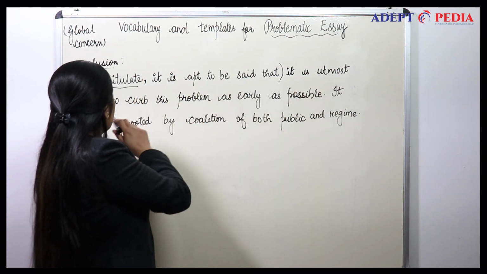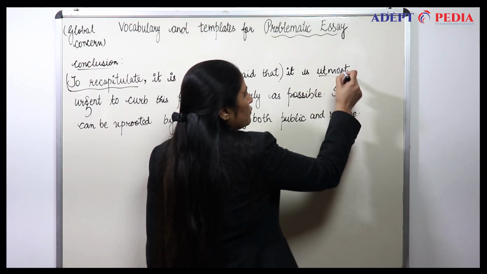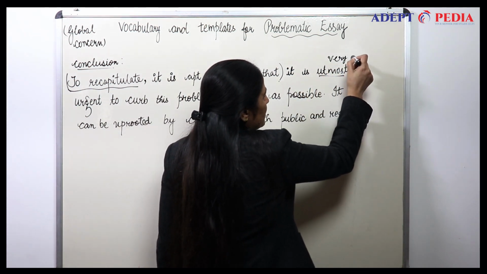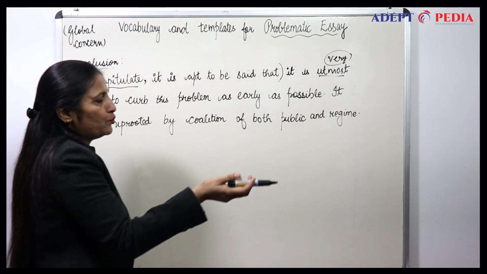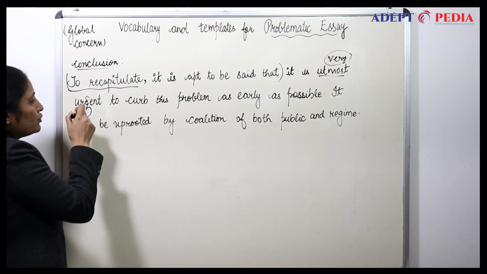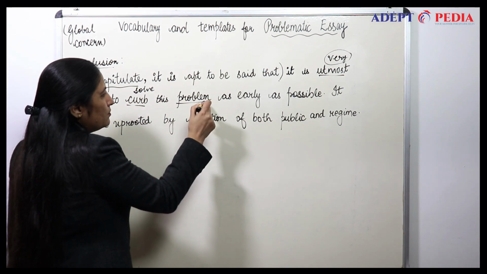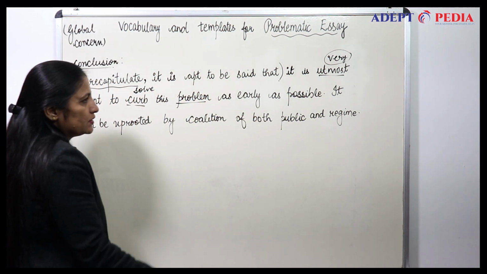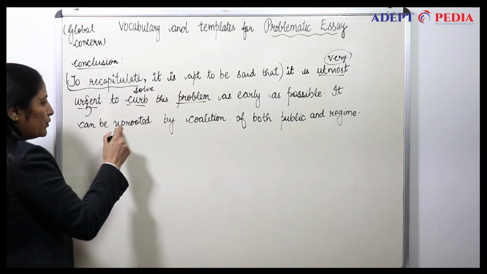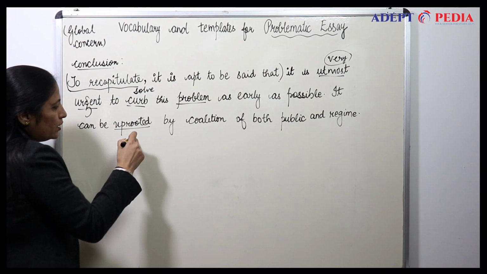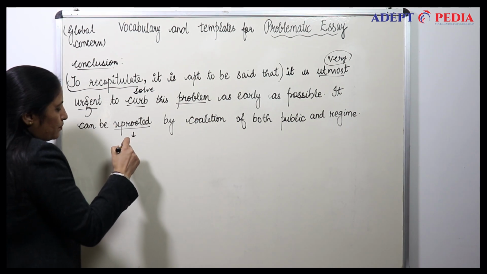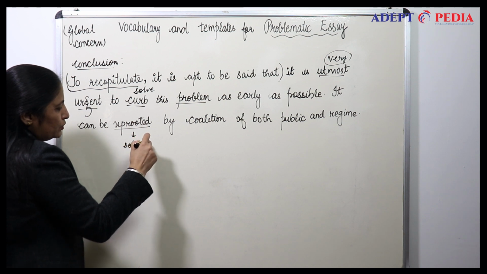It is utmost urgent. Utmost basically we use for very. So you can easily replace your word very in writing with utmost important, utmost urgent. To curb. Curb is to solve this problem as early as possible. And it can be uprooted. Uprooted we use for to solve this problem from the root.